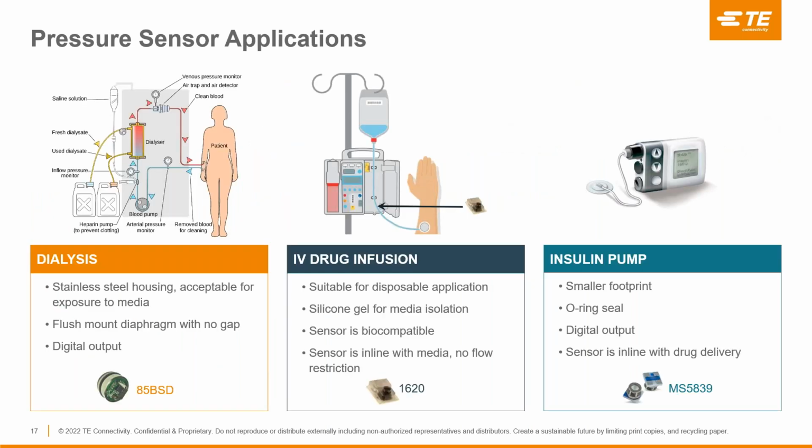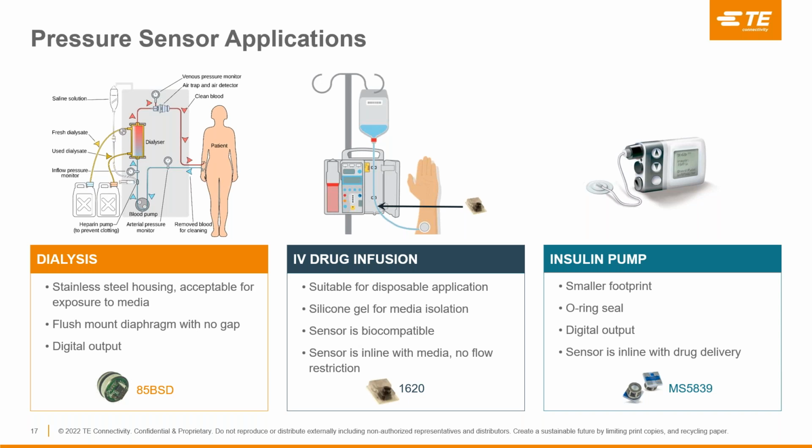Here are some examples of pressure sensors. For dialysis machine, we have 85 BSD pressure sensor with stainless steel housing, which is designed to be exposed to media. It also has flush-mounted diaphragm so that there are no air gaps, and it can provide digital output.